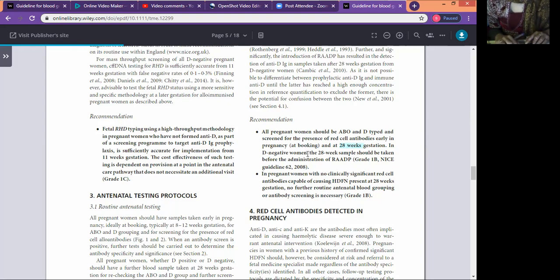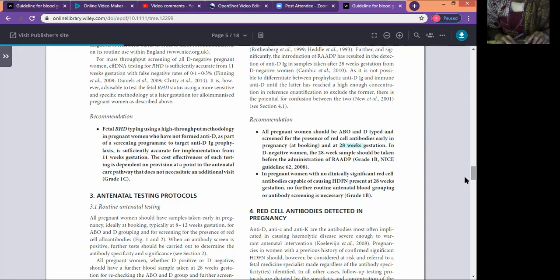So in D negative women, the 28-week sample should be taken before the routine administration of antenatal anti-D prophylaxis, because otherwise that antibody testing sample would contain the passive antibodies of the anti-D.